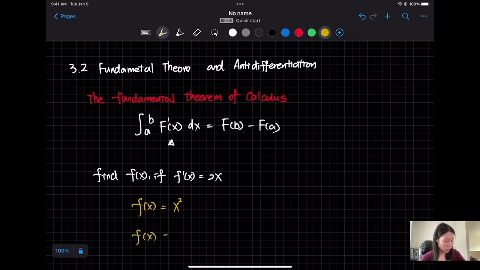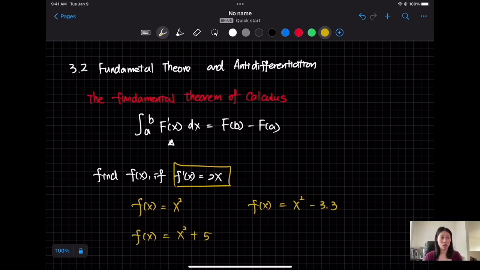Or maybe f of x equals x squared plus 5, because when you take the derivative of a constant number, this equals 0. So the derivative might still equal 2x, or even f of x equals x squared minus 3.3. So their derivative is still equal to 2x, right?